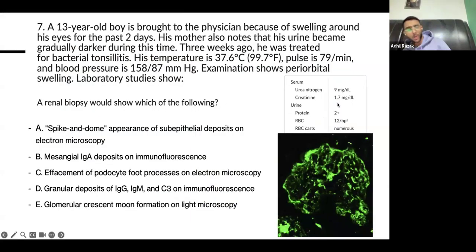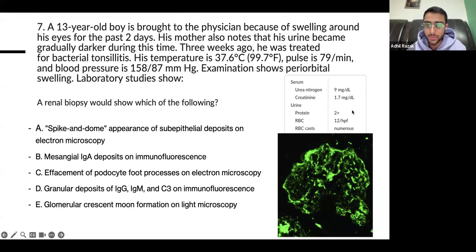All right, we're going in a different direction. For this one, we have a 13-year-old boy. He was brought to the physician because of swelling around his eyes for the past 2 days. His mother also notices that his urine became gradually darker during this time. 3 weeks ago, he was treated for bacterial tonsillitis. He does not have a fever, 37 degrees, and his pulse is 79. BP is high, and he also shows periorbital swelling.